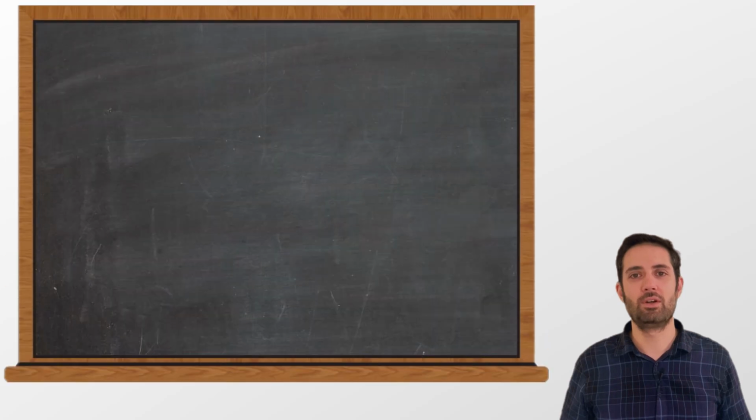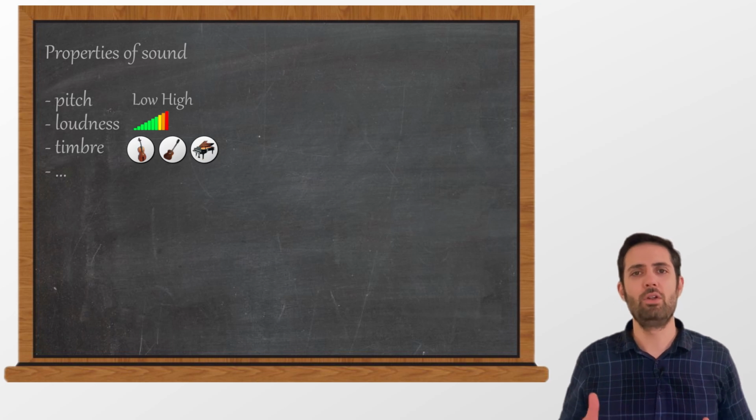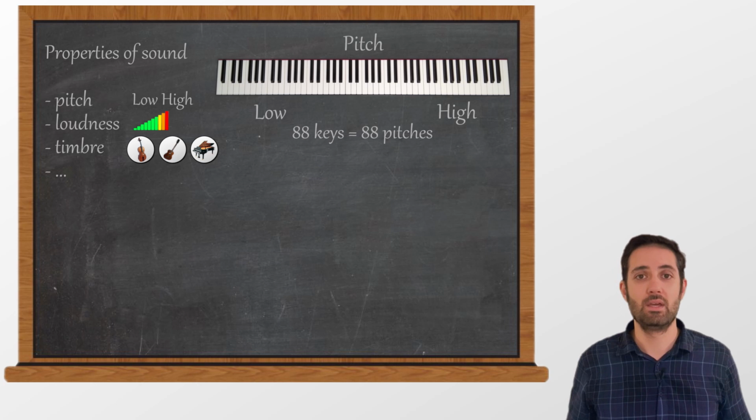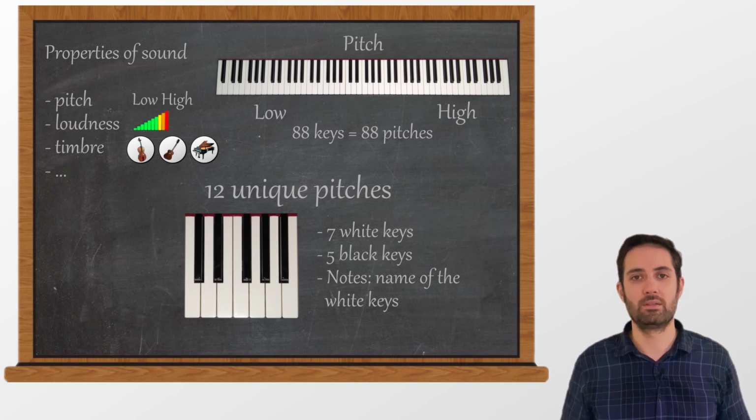Today, we have learned that pitch is the property of sound that makes us perceive it as high or low. We have learned that a piano can produce 88 different pitches, but in music there are really only 12 unique pitches. The notes are the names of 7 out of 12 pitches, and they correspond to the white keys on the piano. The names of the notes are the English letters A, B, C, D, E, F, G.